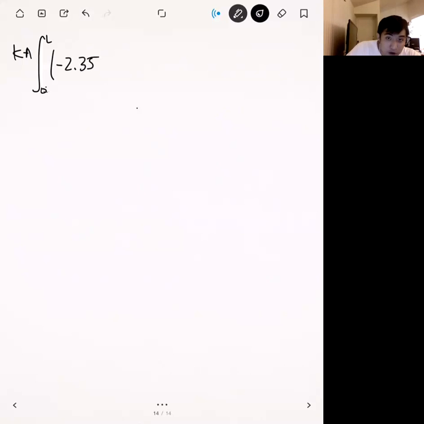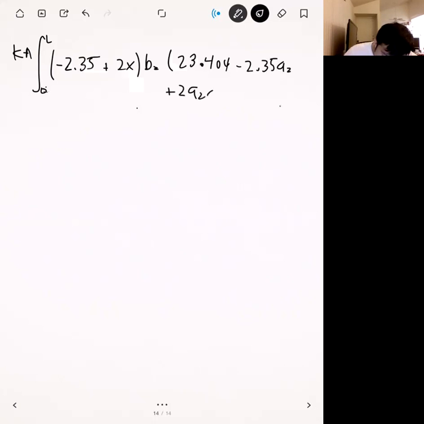We have 2.35 plus 2x, okay, as a times b2, okay. And then to this, we're going to multiply it by 23.404 minus 2.35 a2 plus 2a2x, okay, dx, and all this is equal to 0.